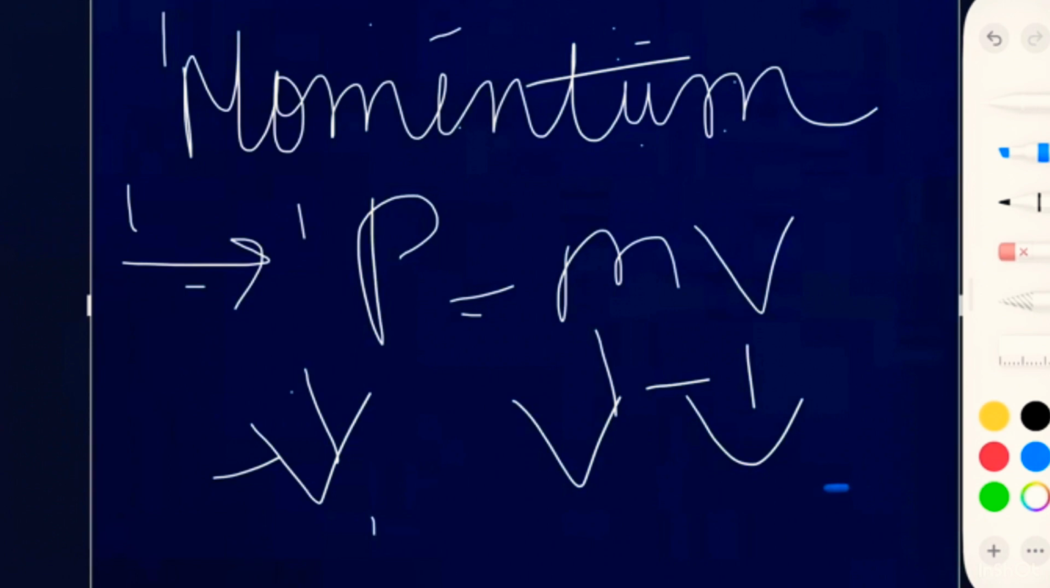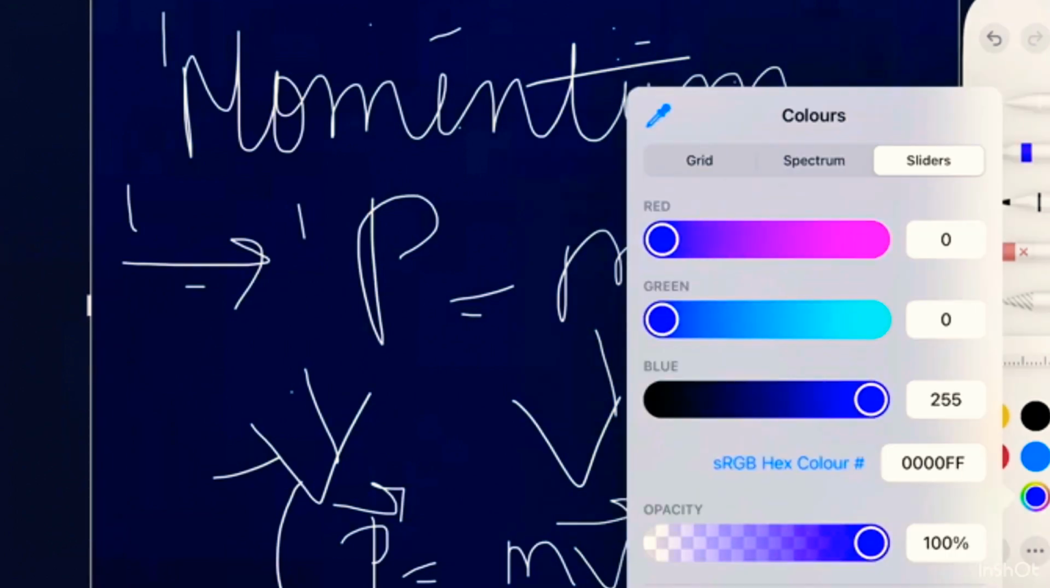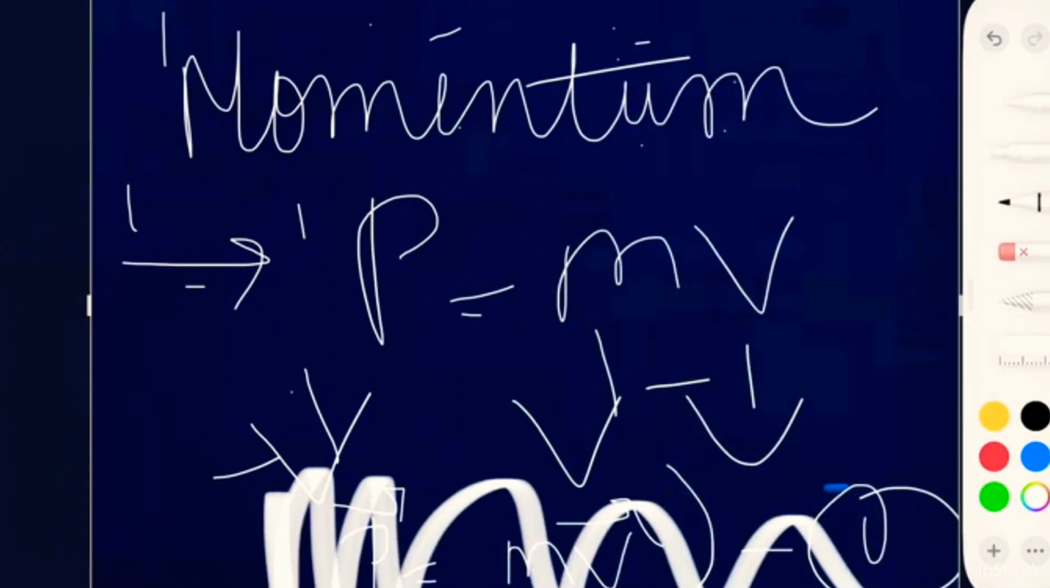Next, we want to see P bar is equal to m v bar. That is very important, kindly note. We will frequently use this formula, like 98% of the chapter comes from this formula. That is so important to note.